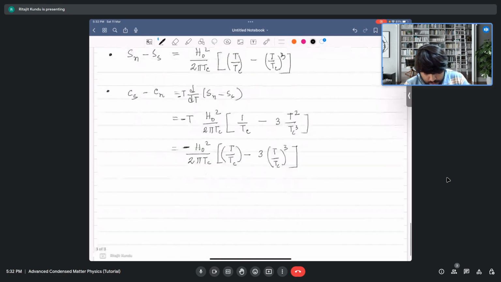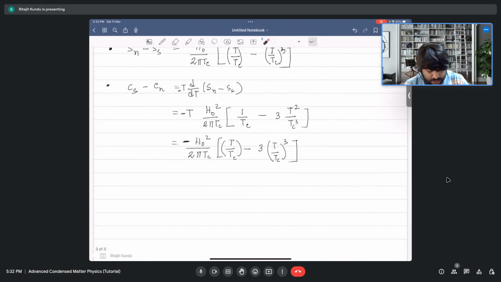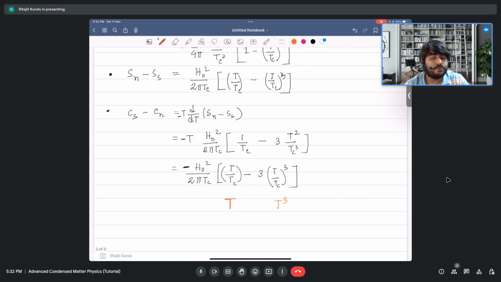Okay, so here you can see something astonishing: in the heat capacity there are two kinds of terms. One is linear in T, and another one is T cube. So by the way, we are not actually taking account of any phonon, so this T cube is not because of phonon. This T cube is appearing just because we have superconductivity below the Tc.